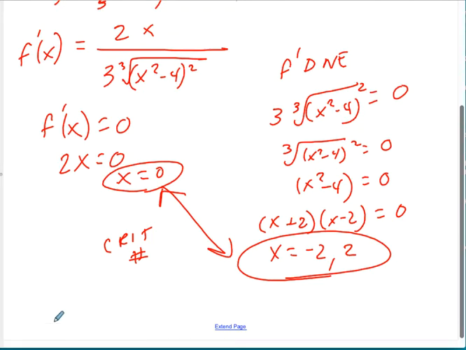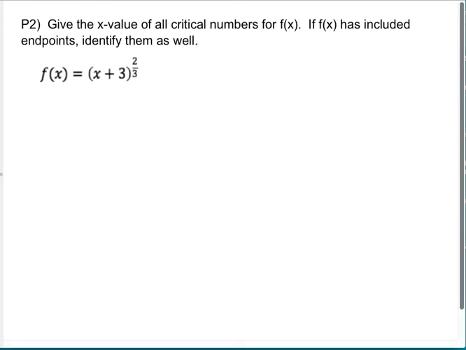Now, again, right now I'm not telling you what we do with those critical numbers, except to say that extrema, if they occur, occur at critical numbers. So it's important for us to be able to find critical numbers. So you go ahead and try and find P2. Again, there are no included endpoints, so we don't have to worry about that.